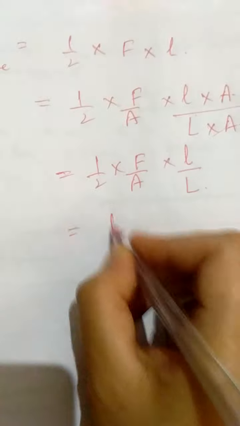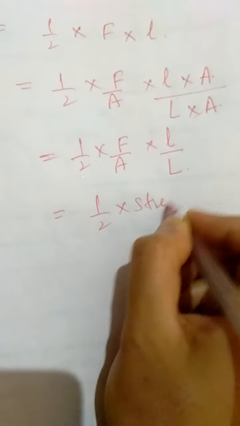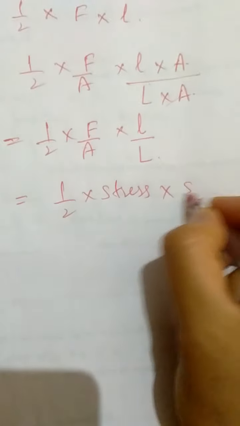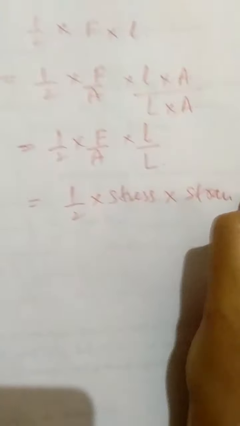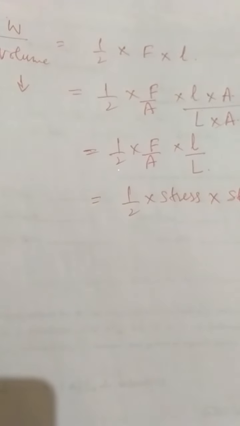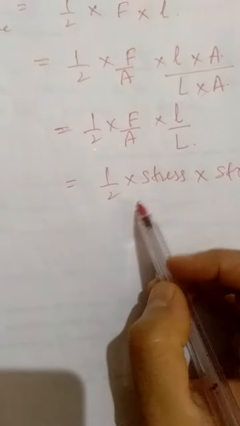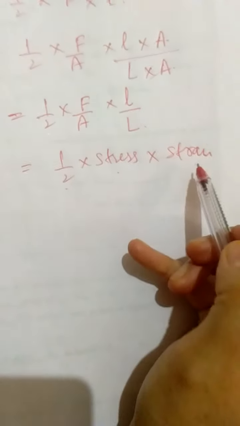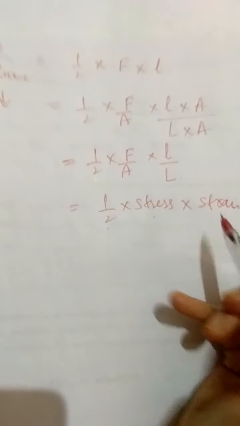So what is force per unit area? That is stress. What is change in length by original length? That is strain. So alternatively, you can also say that the work done or the potential energy stored per unit volume in the wire is given by half of stress into strain. So this is a very simple and short topic.